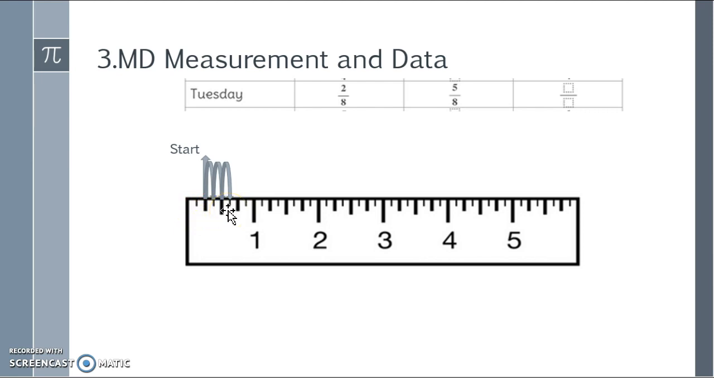How far did we go? So we can count. We went 1/8, 2/8, 3/8. So she went a total of 3/8 distance on Tuesday. Go ahead and finish the remaining questions on your own and we'll come back together.